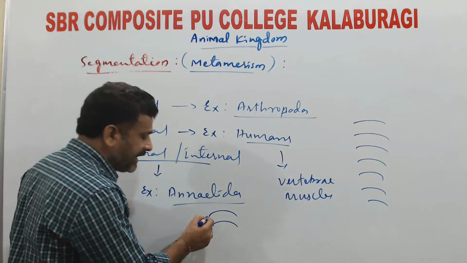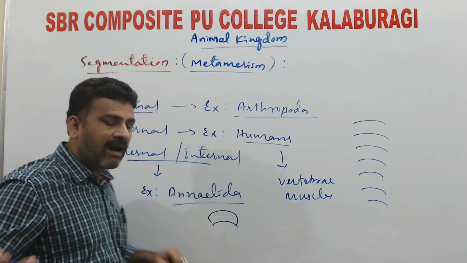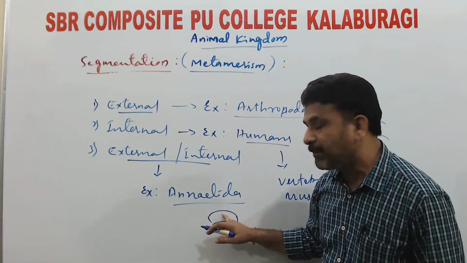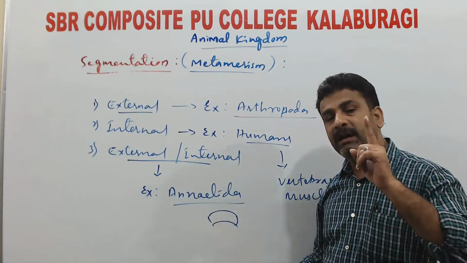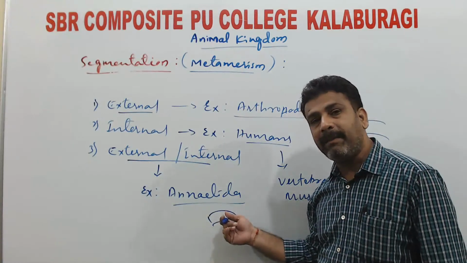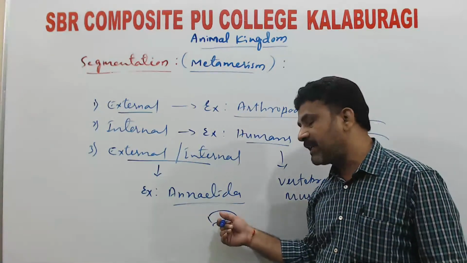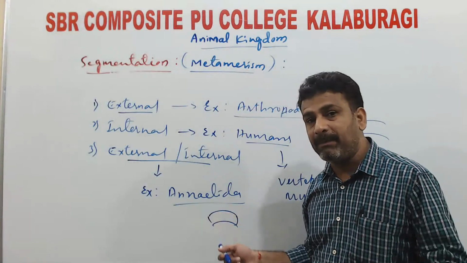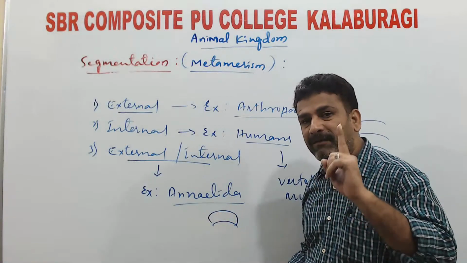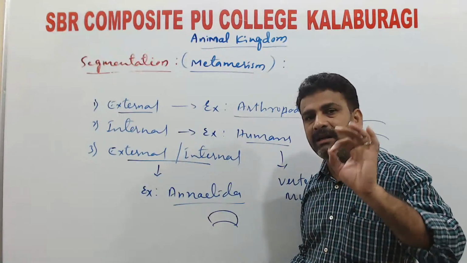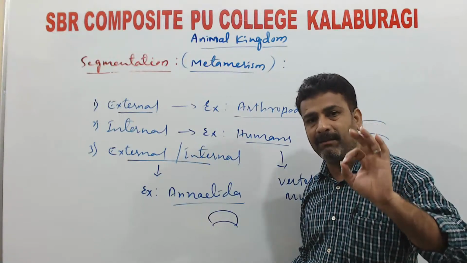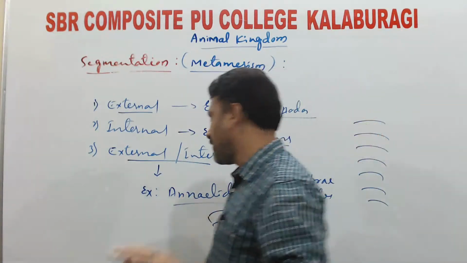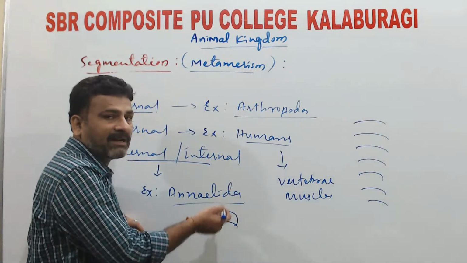So that's why each and every segment possesses a part of the particular system. A part of the digestive system is present in a particular segment. A part of the excretory structures is present in the particular segment. A part of the circulatory structures is present in a particular segment. A part of the respiratory structures is present in the particular segment. That means each repeated unit of the body possesses a part of the different systems, present in each and every segment of the body.